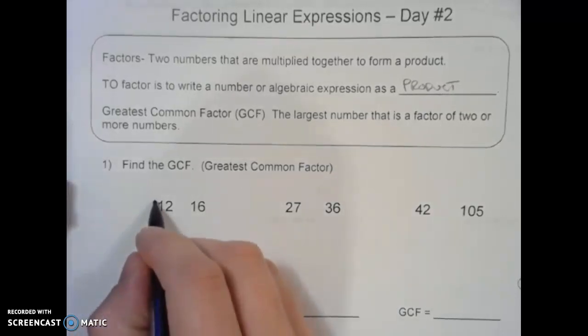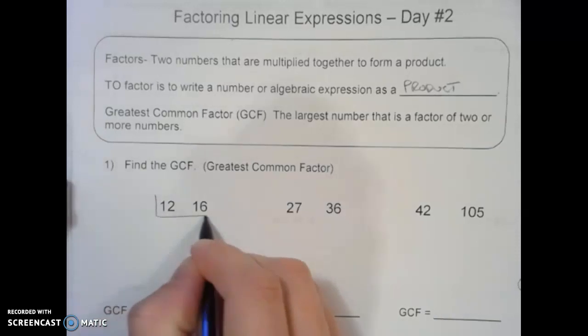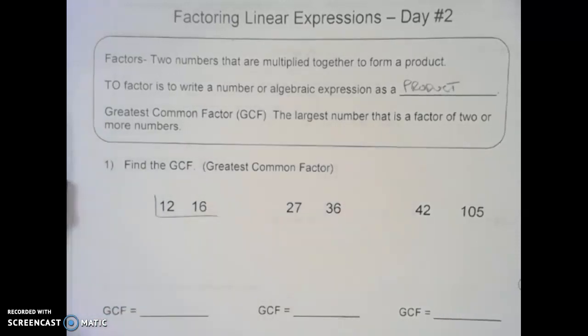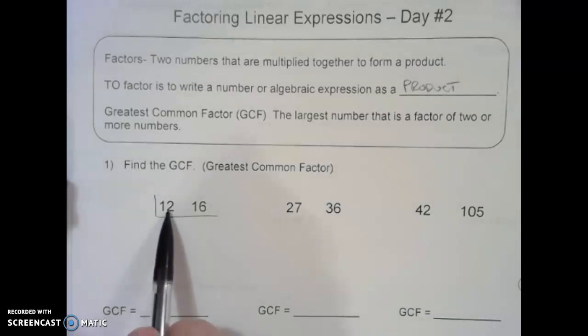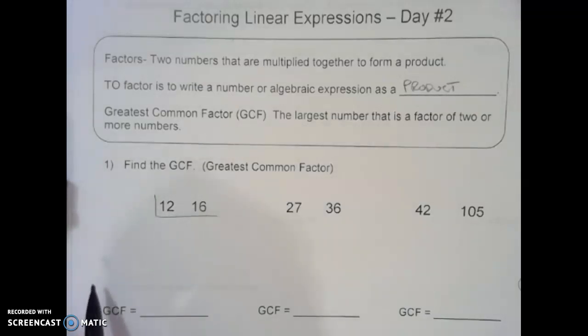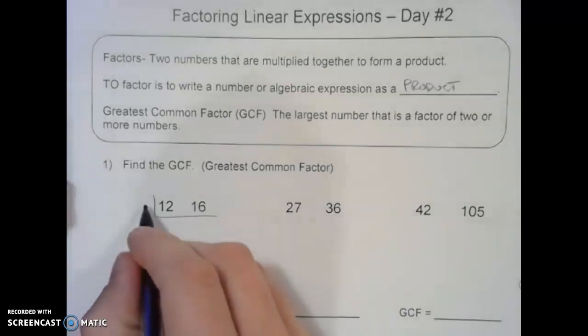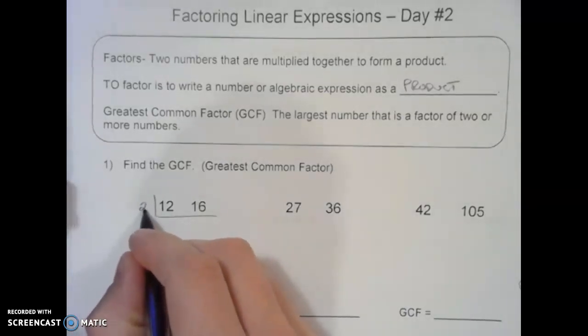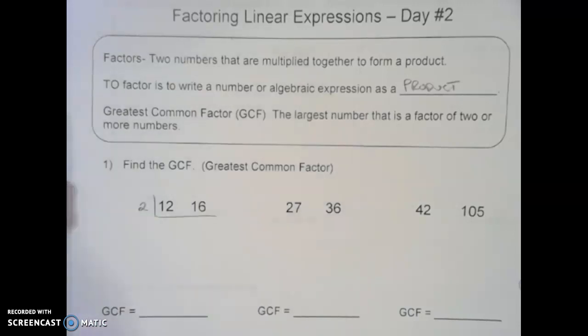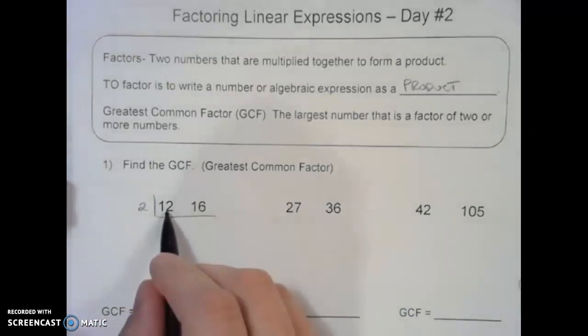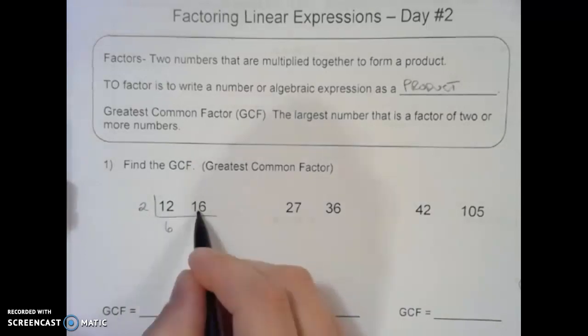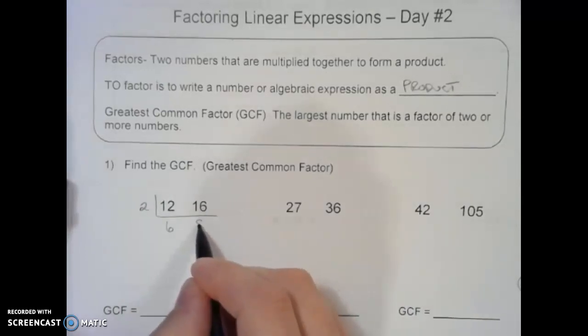But I'm going to go ahead and put kind of like an upside down division box around my two numbers. Then I'm going to think of any number that would be a factor of both 12 and 16 in this case. And I know both of these numbers are even, so I know that 2 is a factor. So I'm going to put the 2 on the outside here. And then I'm going to divide each of my numbers by 2. 12 divided by 2 is 6, and 16 divided by 2 is 8.